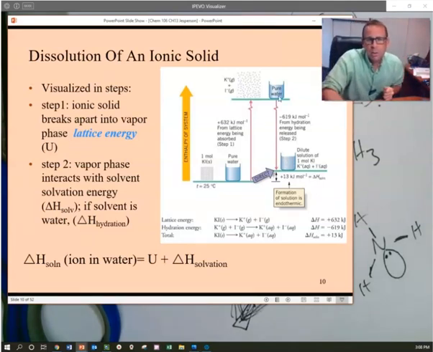But when I put them in with the water, then the new intermolecular forces will stabilize the intermolecular forces that we're trying to overcome and bring the energy back down again.